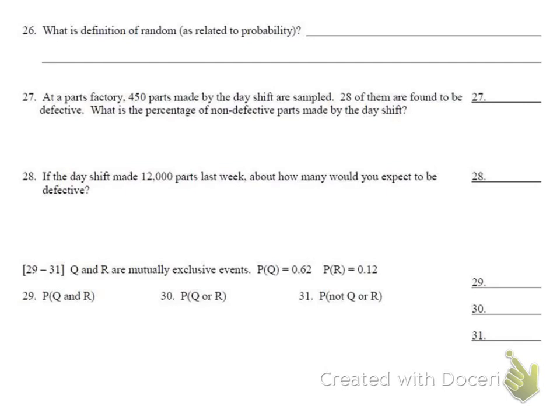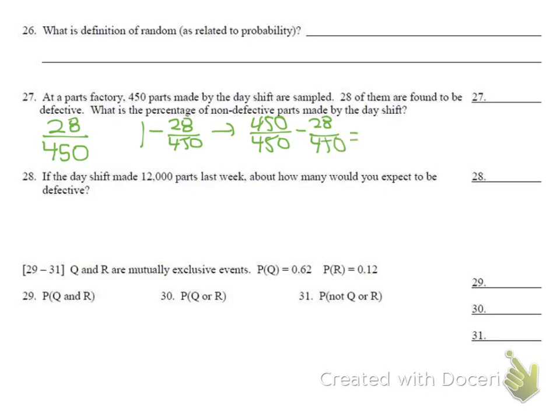Now let's jump down to 27. A parts factory, you have 450 parts made in the day shift, and 28% of them are found to be defective. So the probability of having a defective part is 28 out of 450. So this tells us what our probability for the defective is. But if they ask for the probability that it's a non-defective, we want to look at the not of that. So I could do 1 minus 28 over 450, or 450 over 450 minus 28 over 450.